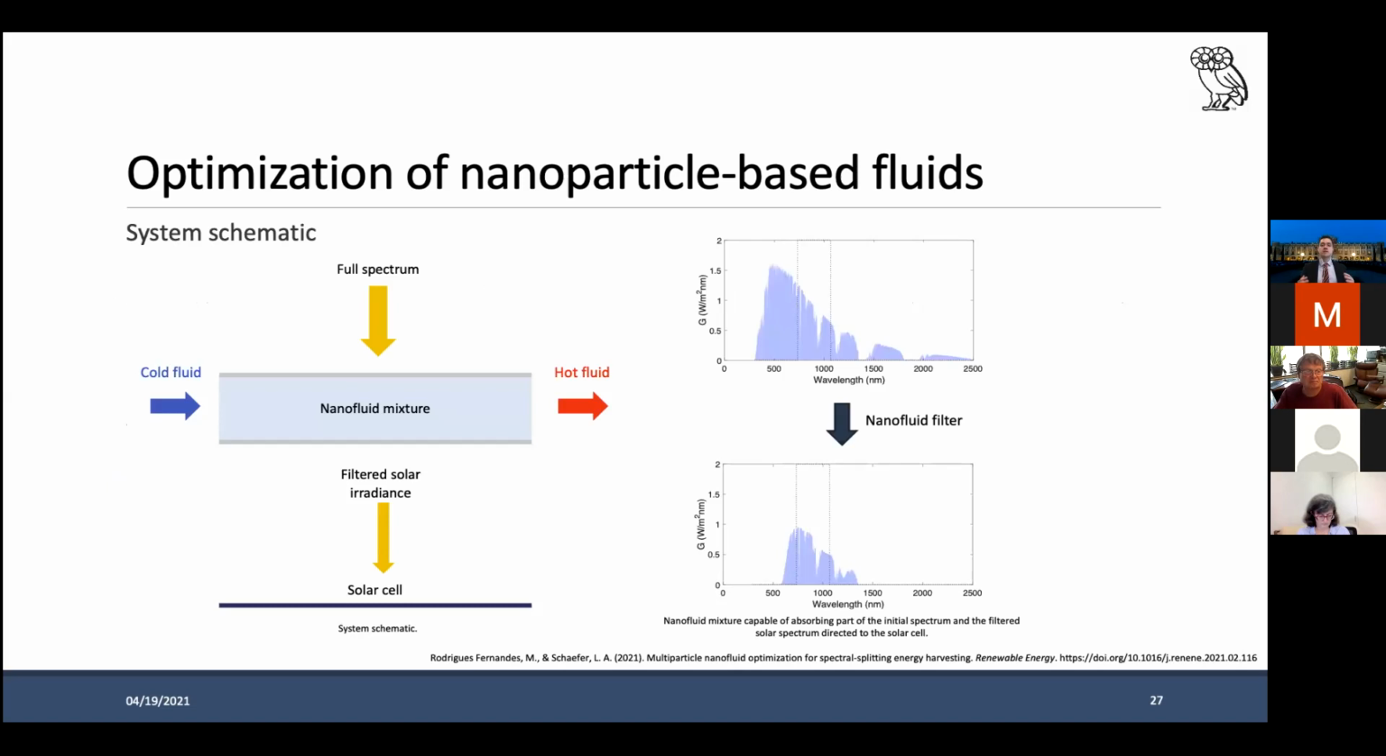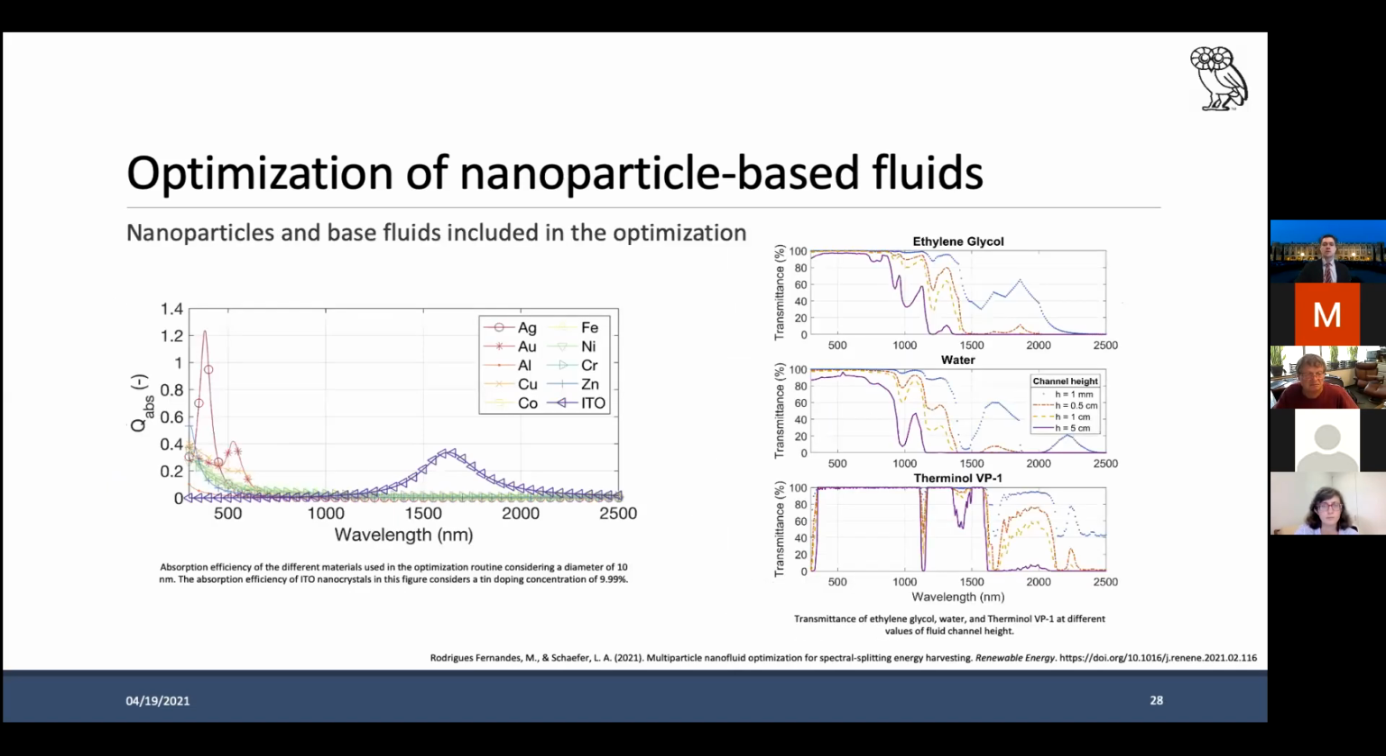The system design investigated in this analysis is the same as presented in the introduction, where we have solar radiation being partially absorbed by the nanofluid mixture and the filtered radiation being directed to the solar cells. We included 10 different types of particles in the optimization, as well as 3 different base fluids, ethylene glycol, water, and therminol VP1, which is a heat transfer fluid. All the particle materials were metals, except for indium tin oxide, or ITO, which is a semiconductor that has a tunable resonant frequency.